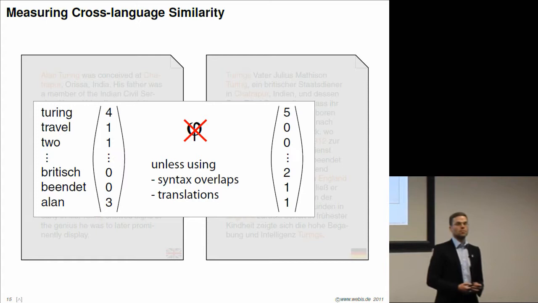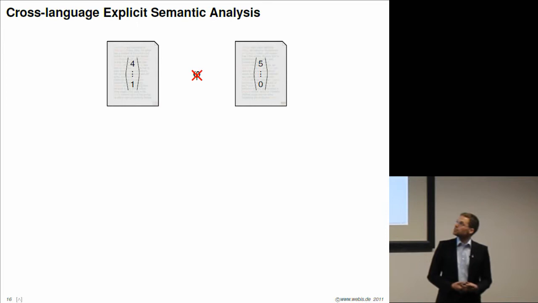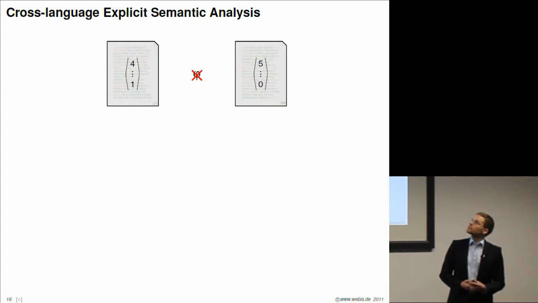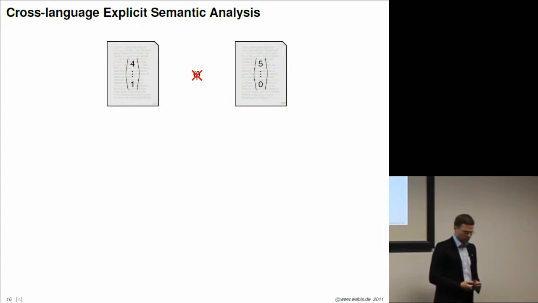I've come up with a model which solves this problem by taking a detour. The model is called cross-language explicit semantic analysis, and the name is derived from a model from which the idea stems. Yet, the contribution of my model is that it also works now across languages, which the previous model didn't.